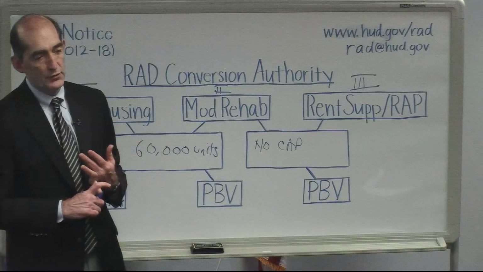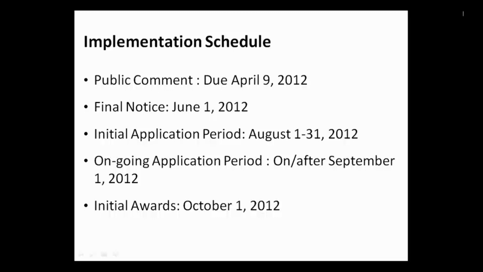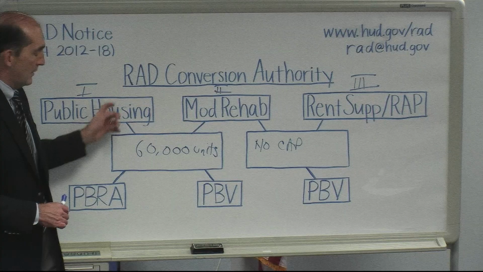So public comments are due April 9th, a 30-day comment period. We're going to work earnestly to turn these comments around, respond to them, and issue a final notice, hopefully by around June 1st. We'll then give housing authorities 60 days to get used to the instructions in the notice, and then we would open up the application window in the month of August. So August 1st to 31st would be the initial application period. Then we would review those applications, and hopefully we would make our first set of awards by the end of September. That's the schedule for public housing and mod rehab under the first component.